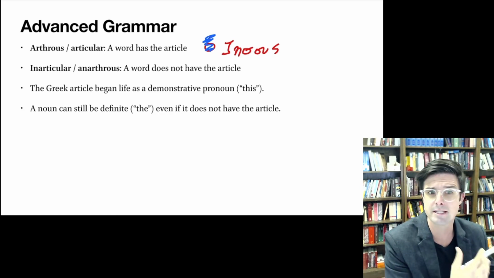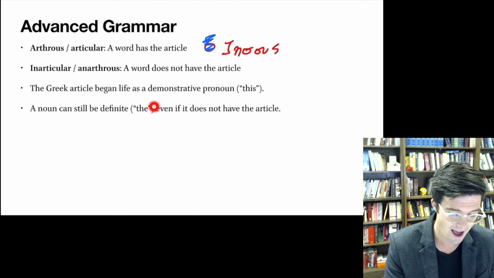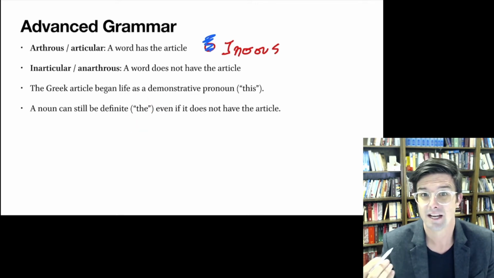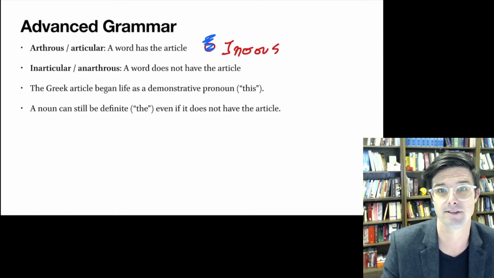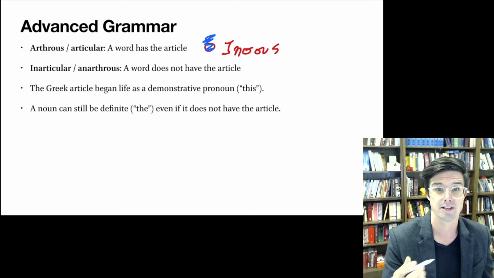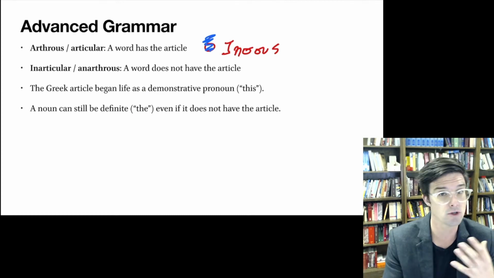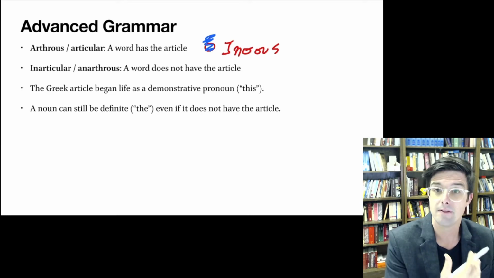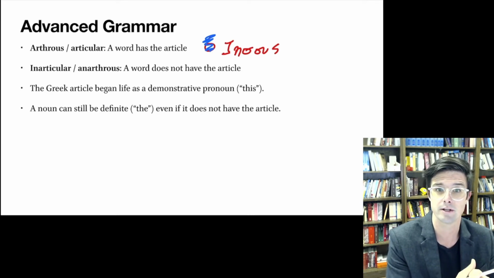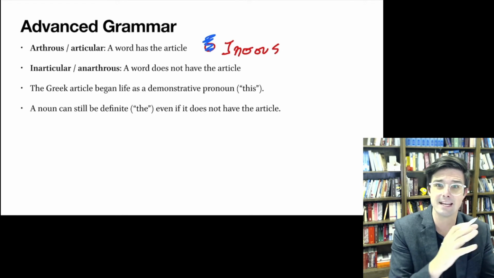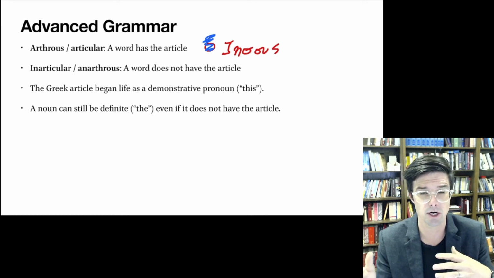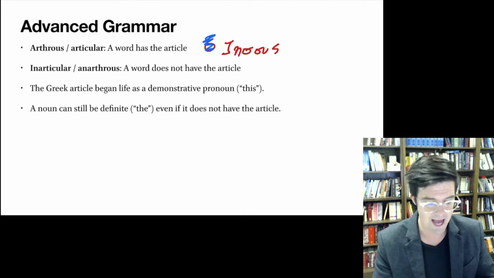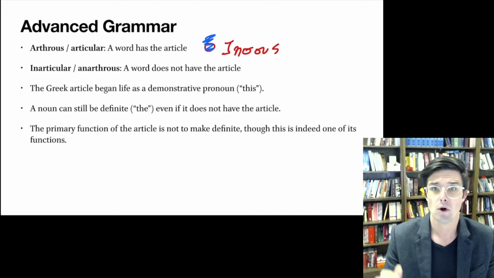So a noun can still be definite. It can still have the or be translated in English with the, even if it does not have the article. This is because in English we just use the article differently than Greek uses the article. And so definiteness as a category in Greek is not necessarily determined by the presence or the absence of the article.